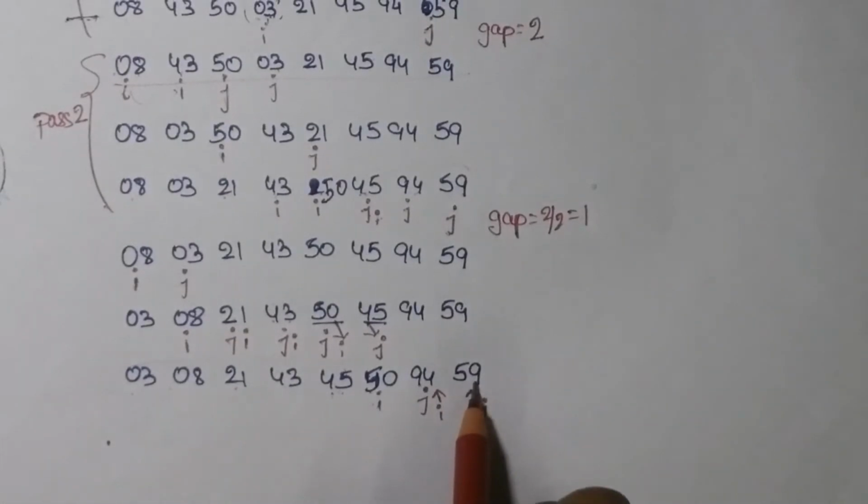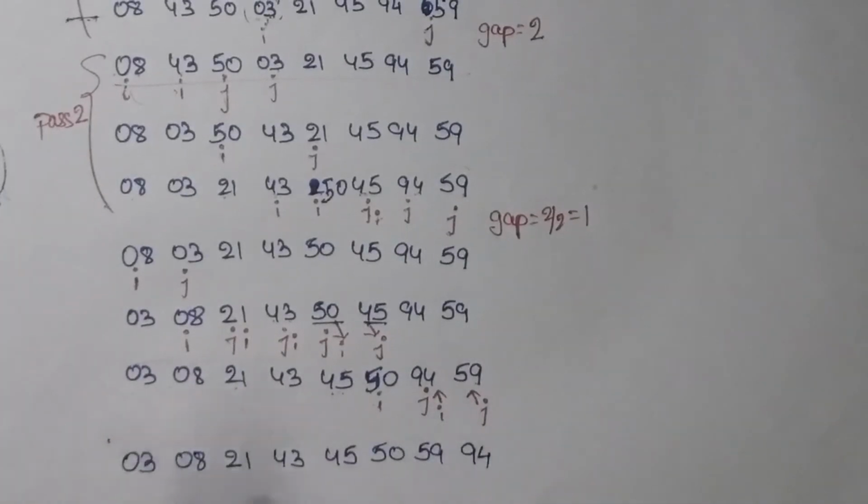Is 94 greater than 59? Yes. So we need to swap the elements. So our array will look like this. Here 59 and 94 are getting swapped. Now we also need to compare 59 with all the previous elements, but here see all the previous elements are smaller than 59. So this is why we are using the shell sort program.